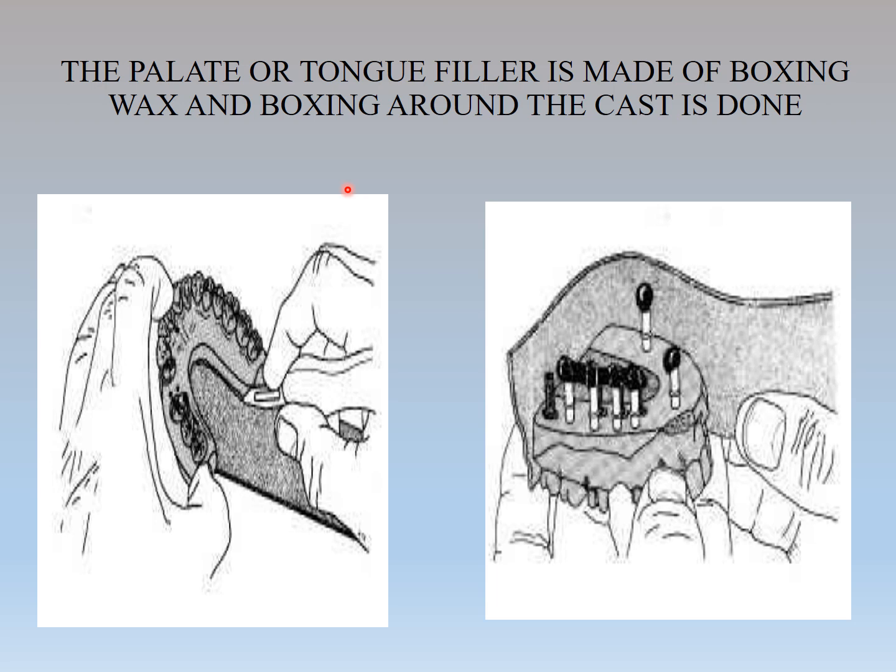The palate or tongue fillers are made of boxing wax and boxed around the cast. So you can just maybe box the wax. That's also okay, because if you use a base former, it might be too thin. So you can just box the impression and then pour another base, the second pour. All right, guys, so this is the boxing impression.